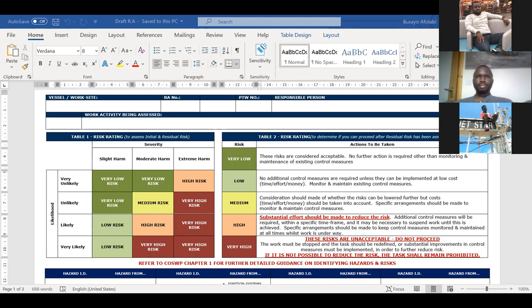So let us go on a practical example. Now we are planning to go on a mooring operation. So with what we have now, I want one of us to take us through the risk assessment for a mooring operation using the form we have.